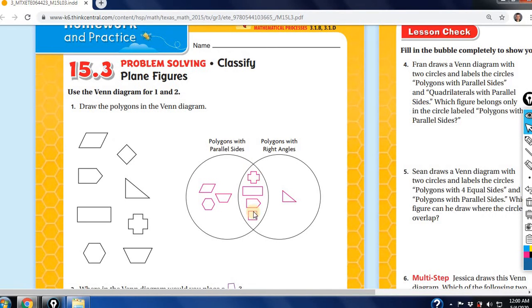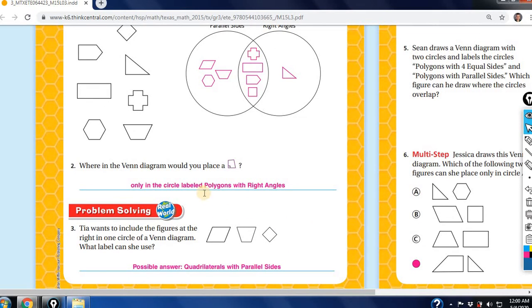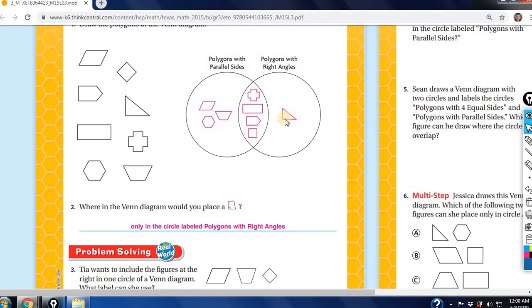So this is the way your Venn diagram should look. These shapes in here are both polygons with parallel sides and polygons with right angles. Where would the trapezoid fall under? Well, it would only fall here, in polygons with right angles, because it does not have any parallel sides.